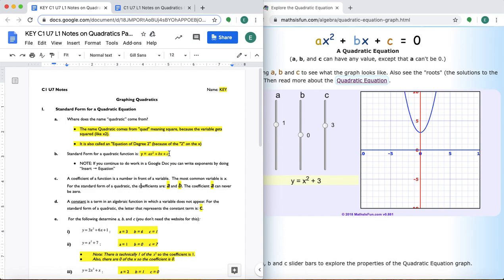Well, we'll get to that. But basically, in short, c is not multiplied by a variable. It's just by itself, so it is not a coefficient. So now the coefficient a can never be 0.